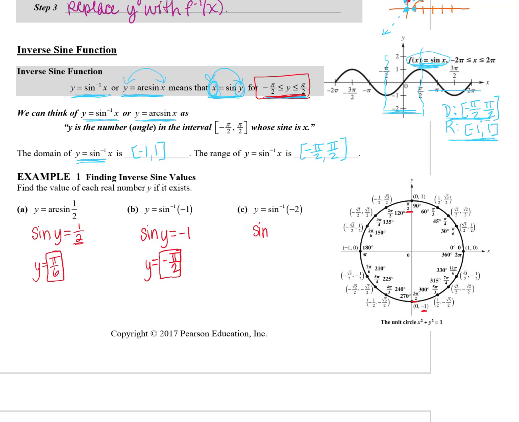Sine of y is equal to -2 for part C. Are there any values of y, because the definition of sine is y, any values of y on the unit circle that are equal to -2? If you see that, that's not possible because the lowest we get is -1. You can look back here at the domain of the inverse. It only goes from -1 to 1. -2 is outside of that domain, and so it doesn't exist.